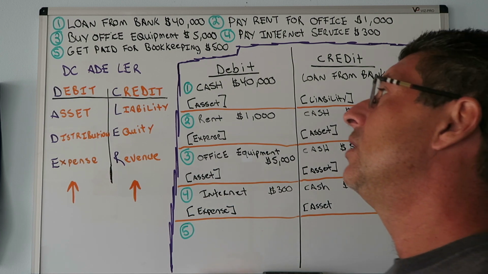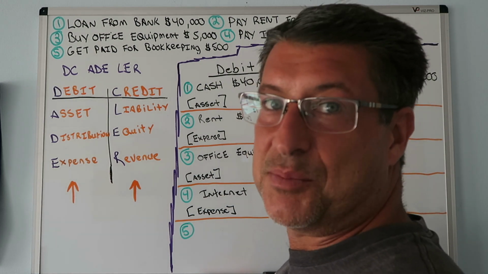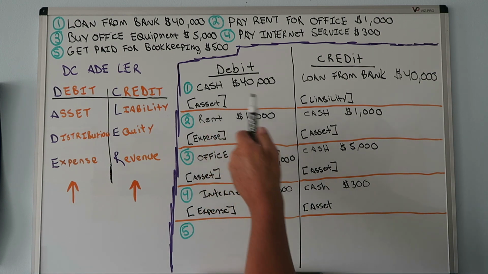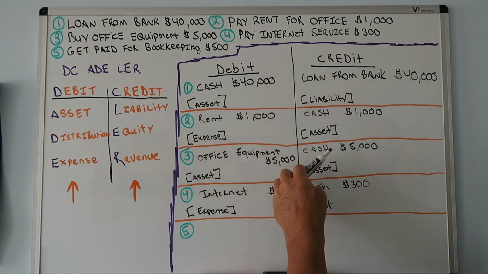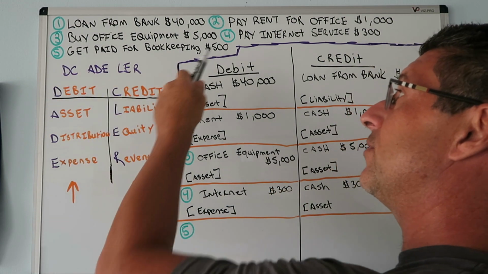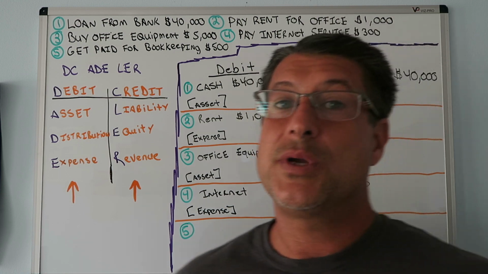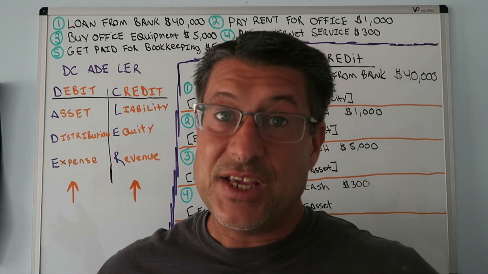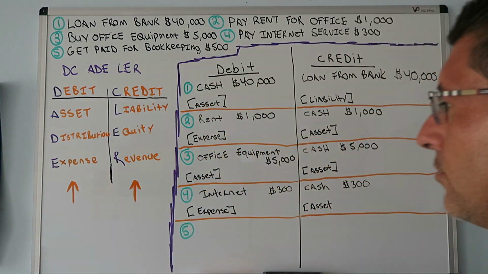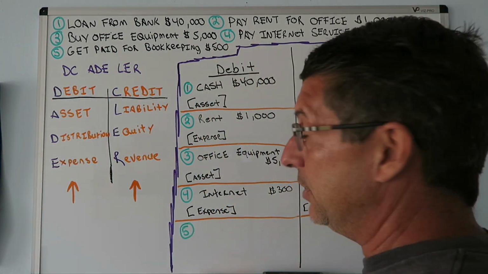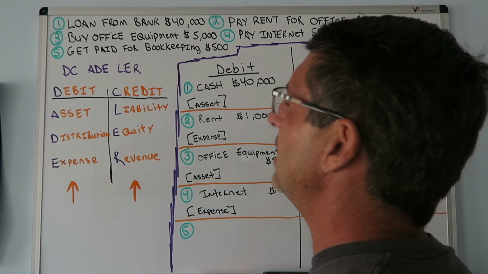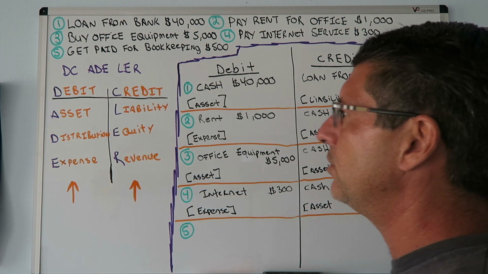Number 5. Finally, I'm getting some money. Look, we got money, but it was for a loan. Then we got money going out, money going out, money going out. Finally, I get number 5. We get paid for bookkeeping $500. So we finally got money coming in. About time, right? It's a struggle for a new business, I'm telling you. We got cash coming in, $500. What are we gonna do?